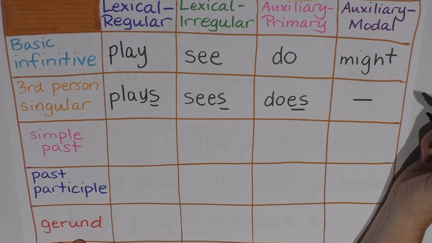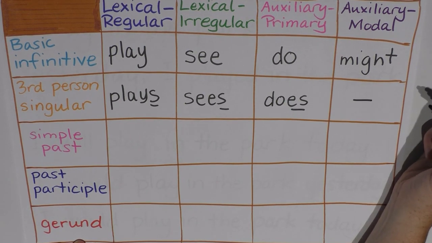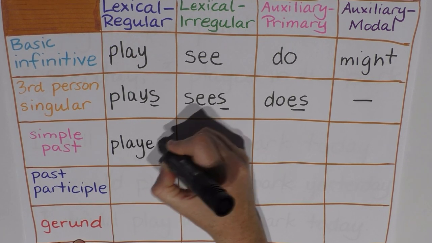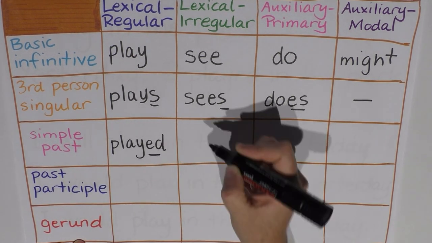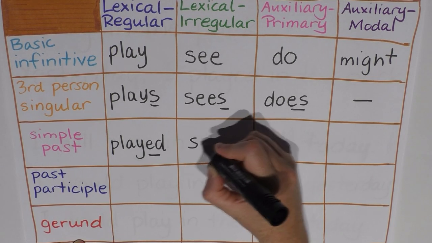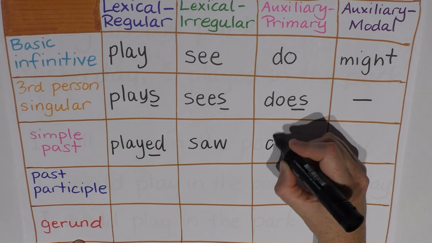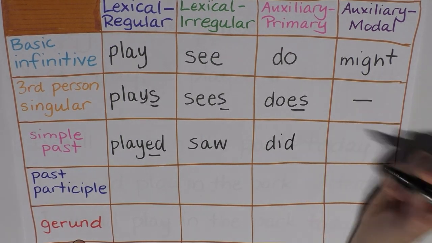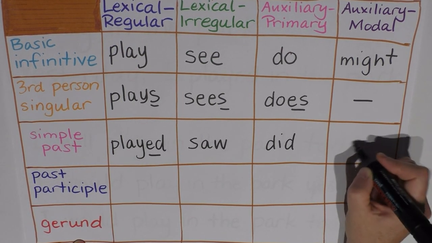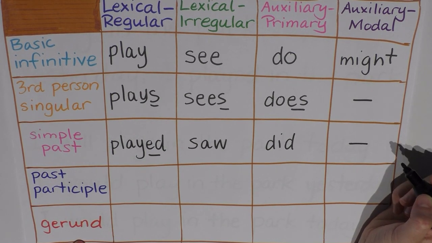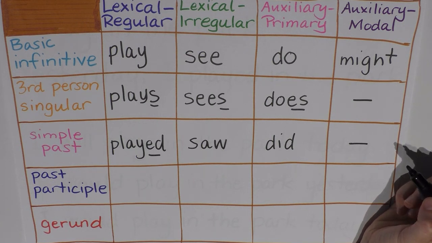Now let's look at the simple past. Today I play, yesterday I played. So there is the regular ED ending to represent the simple past. Today I see, yesterday I saw. So that changes the whole word. Today I do, yesterday I did. Today I might, yesterday I might. Again, there is no change in that auxiliary modal. No change again. So I might go for a drive today. Yesterday I might have gone for a drive, but no change.